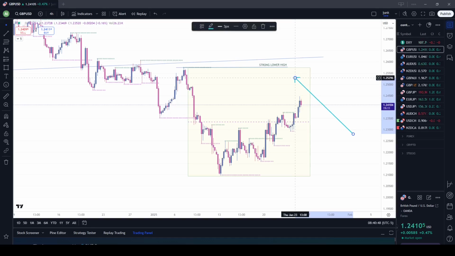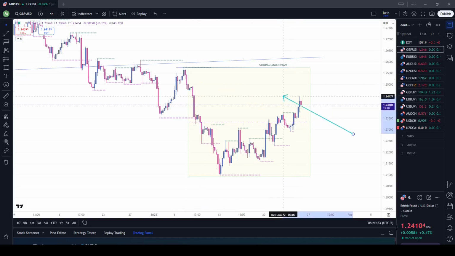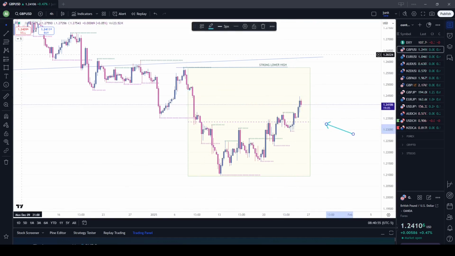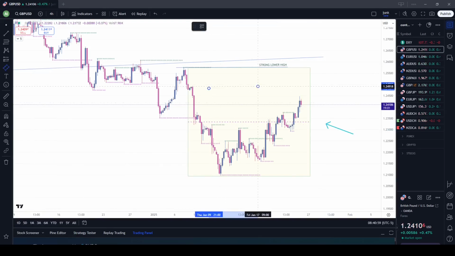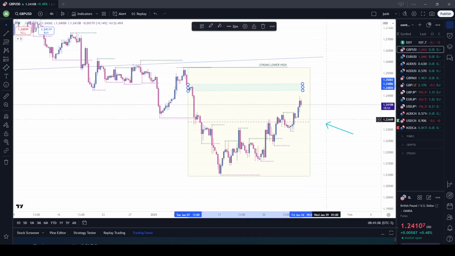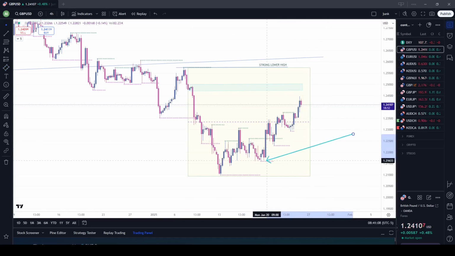As you can see, it is back in premium. I'd be careful and look at this area of supply here for any type of reaction. But as long as the other pairs are still bullish, which we'll get into shortly, then I would expect this to also continue bullish.